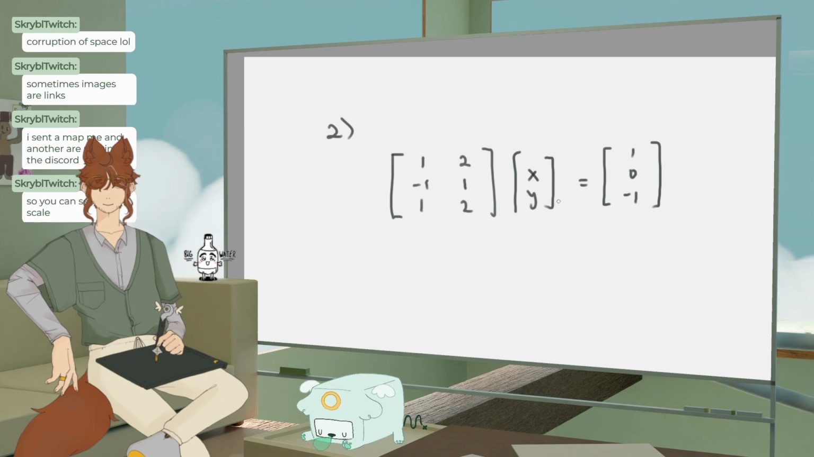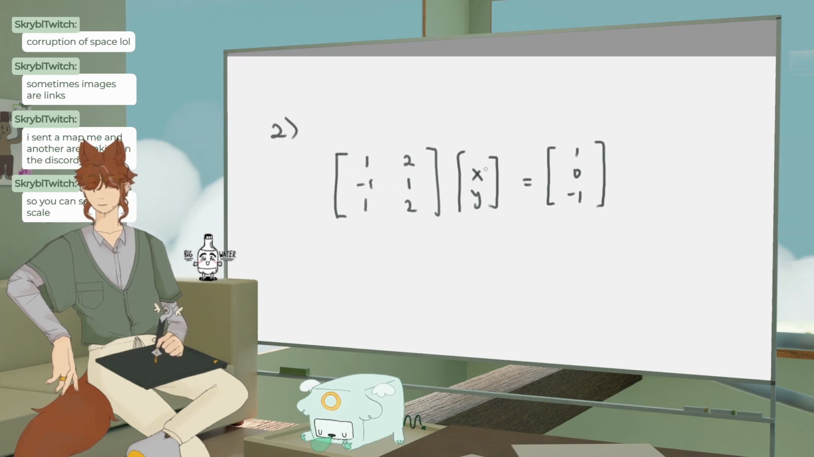Send a map, me and another making in the Discord so you can see the scale. Oh, that's cool. Wait, that's actually cool. I do like mapping web pages.